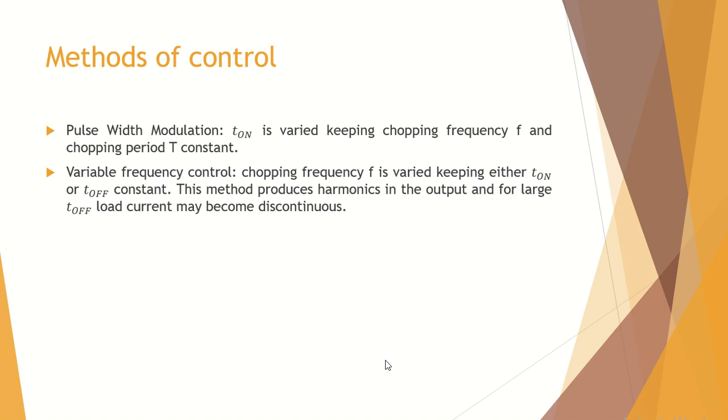So they are basically two control methods. One is the pulse width modulation, in which we vary the on time, and the other is the variable frequency control, in which we vary the time period. In this lecture, we will only study the pulse width modulation.